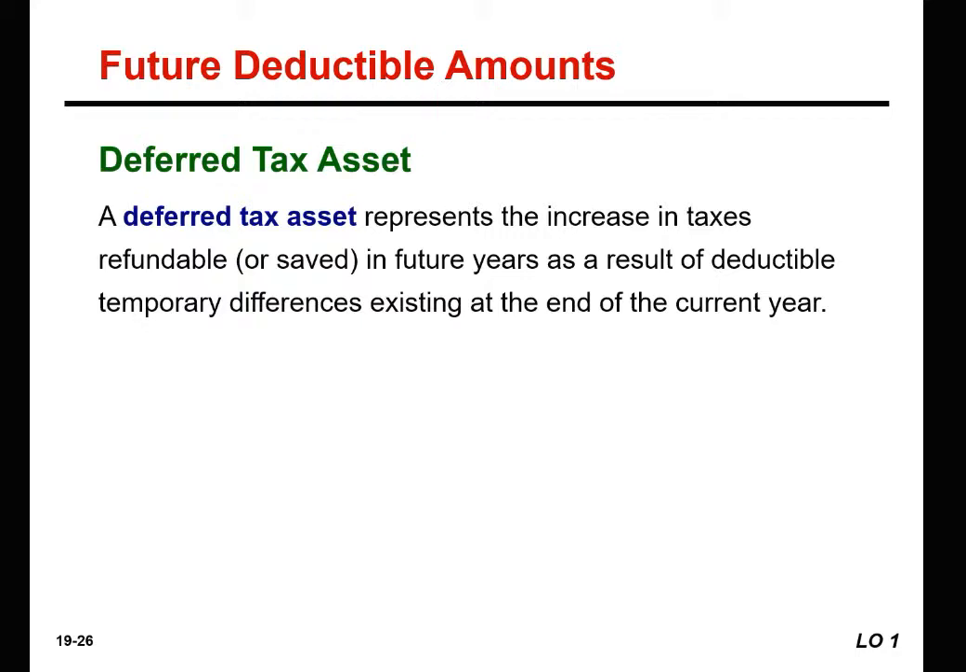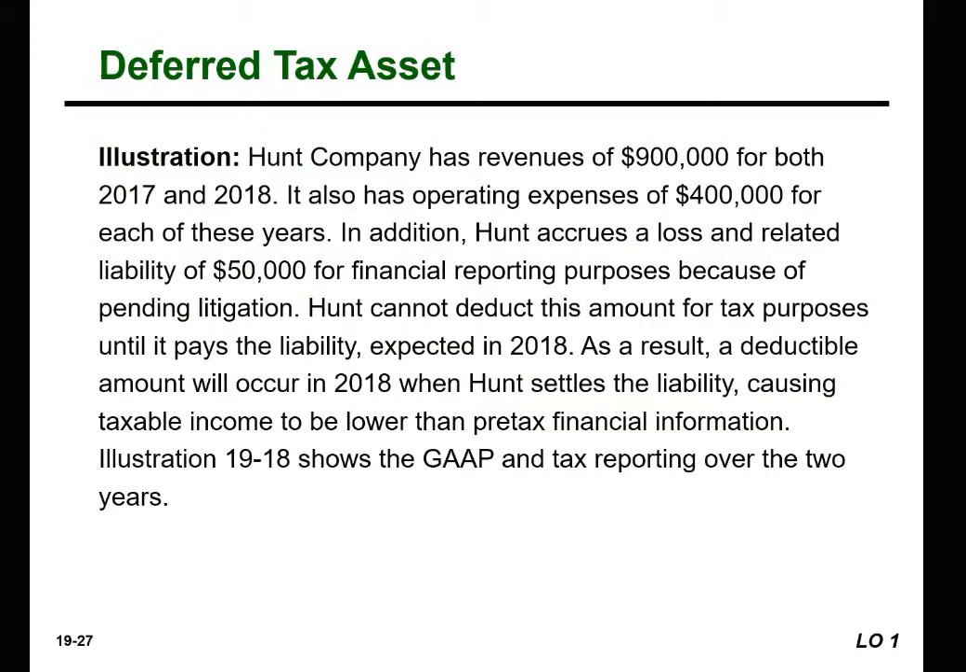Let's look a little closer at a deferred tax asset. So Hunt Company has revenues of $900,000 for 2017 and 18. It has operating expenses of $400,000 for each of these years. In addition, they accrue a loss on a related liability of $50,000 for financial reporting purposes because of a pending litigation. Hunt can't deduct this amount for tax purposes until it actually pays that amount, which is expected to happen in 2018.